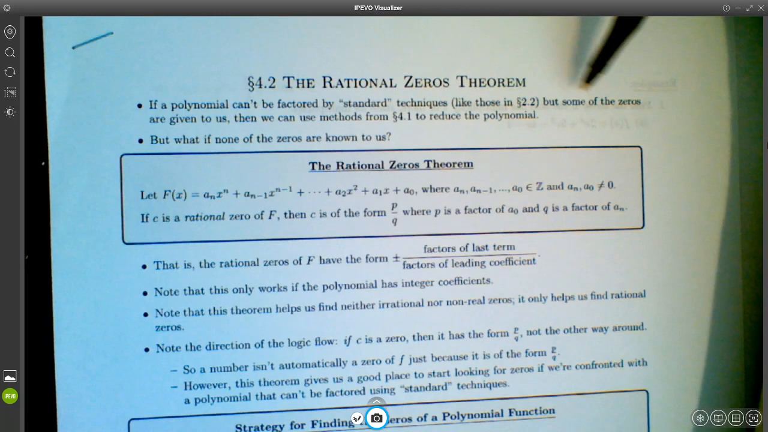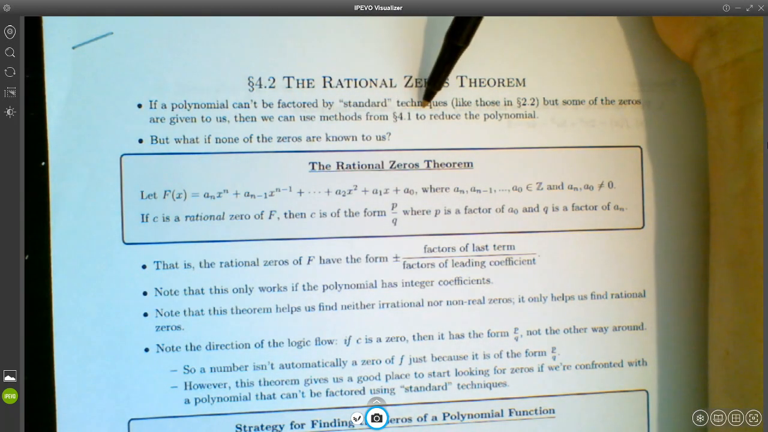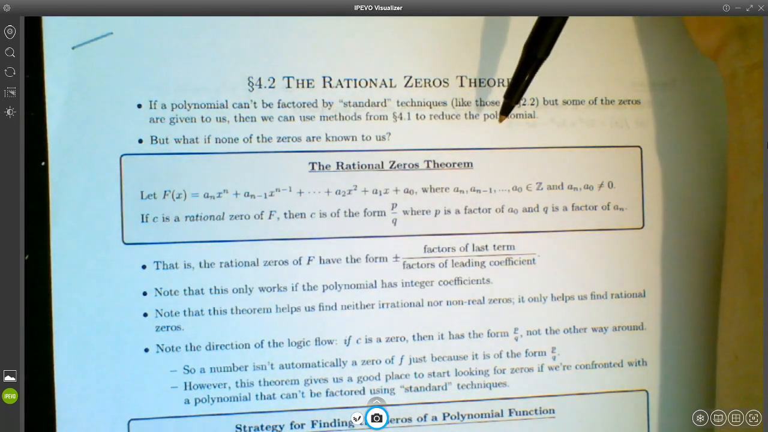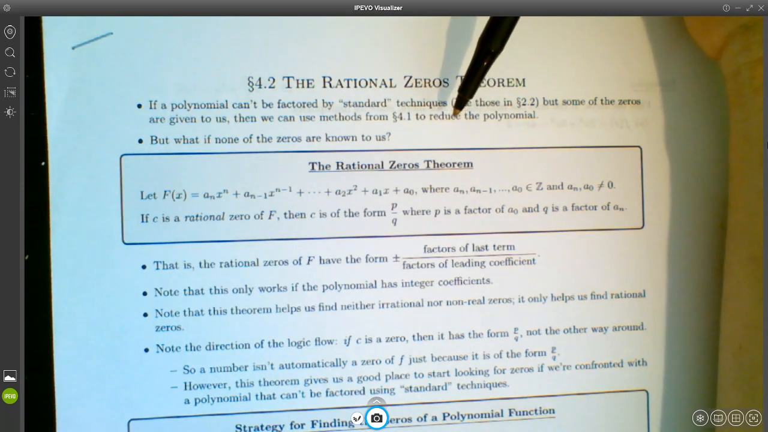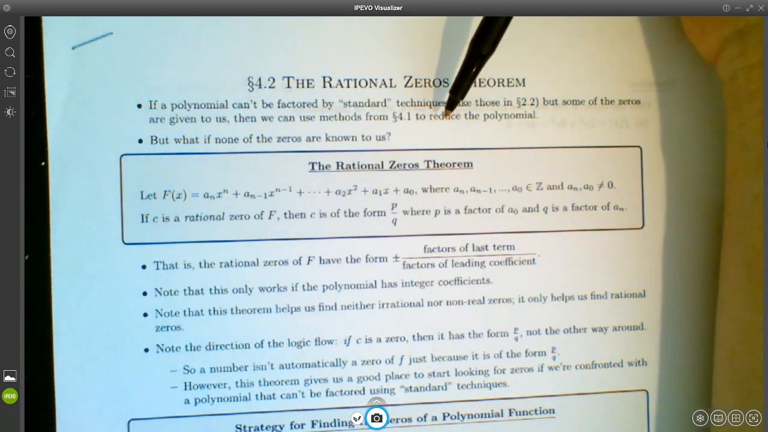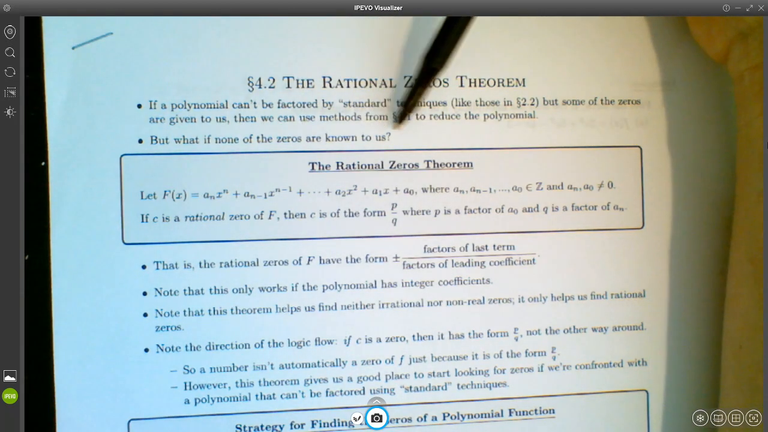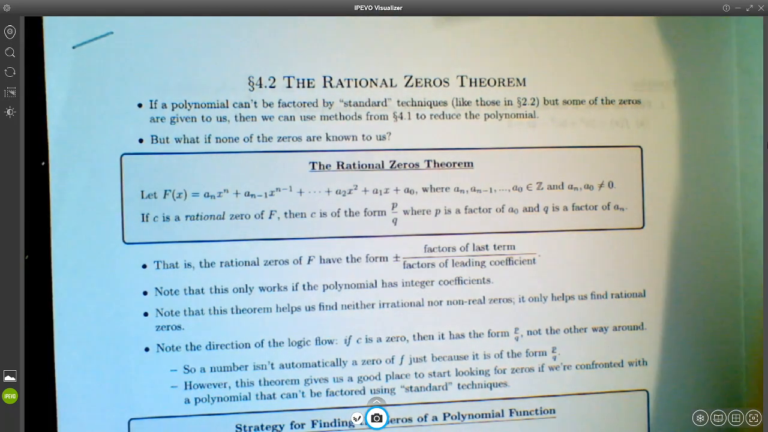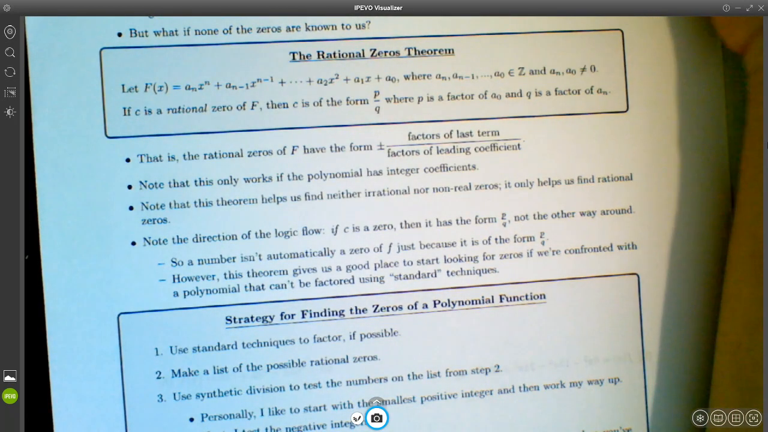In those situations, if a zero is given to us, then we can just use the methods from the previous section, right? 4.1 to reduce the polynomial. But that's usually not the case, right? It's like usually we would just be confronted with a polynomial and not know really anything about it. So if none of the zeros are known to us and the polynomial can't be factored using standard techniques, well, what in the world do we do? Well, that's where the rational zeros theorem comes into play.